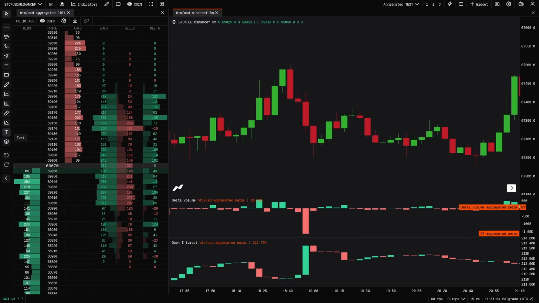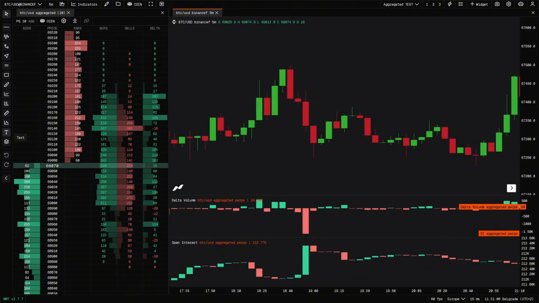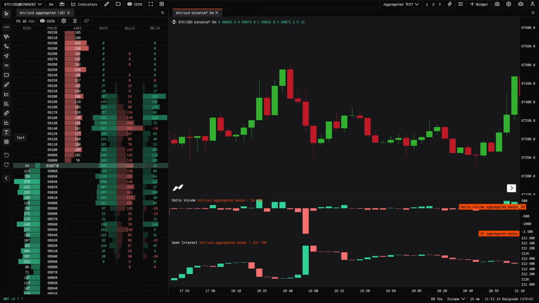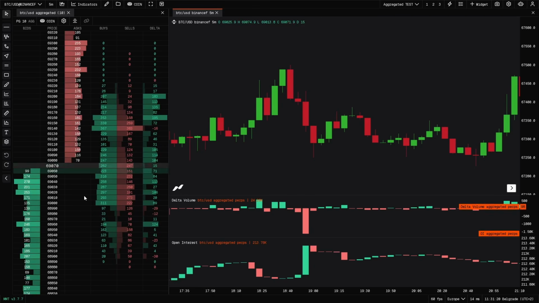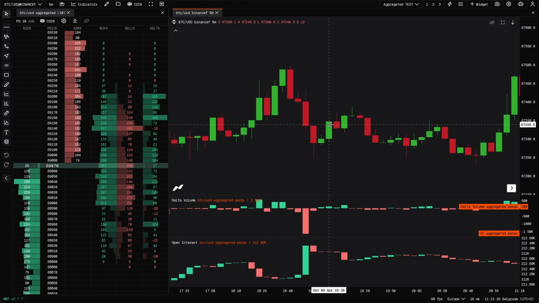This is where most traders get misled. They see strong selling volume and assume the market is bearish. But volume alone means nothing. What matters is whether price actually moves. For example, if sellers are aggressive and price goes down, that's real weakness. But if sellers are aggressive and price doesn't move lower, it means someone is absorbing those sells.